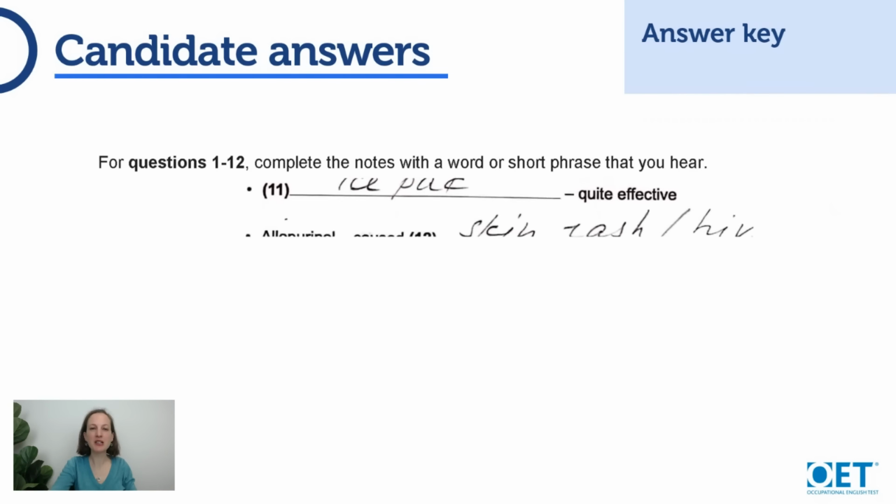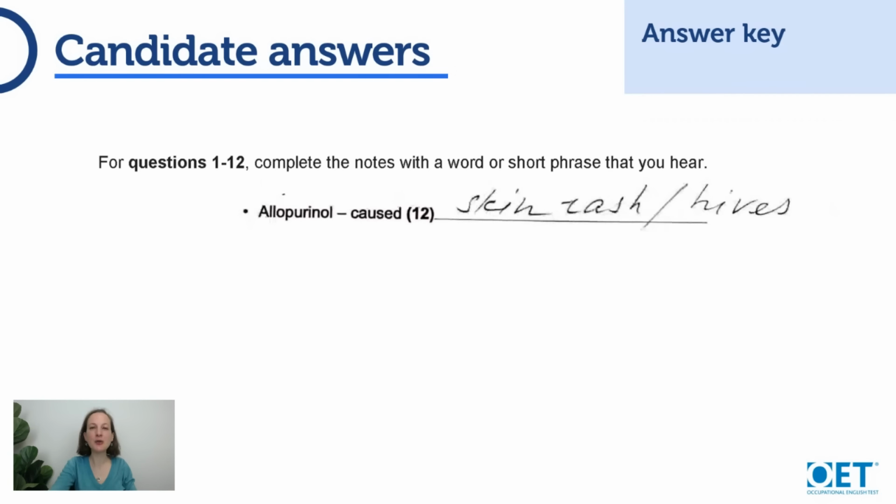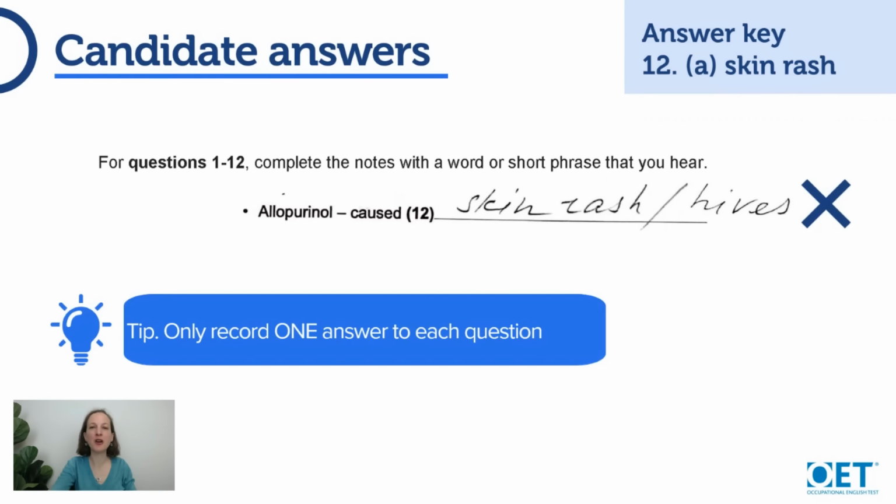The answer for question 12 is not correct. As the candidate included 2 answers, they did not demonstrate understanding of the question or audio and would score 0 for this question, even though they had included the correct answer as part of what they'd written. It's an important part of any test that you follow the instructions because it demonstrates you have understood and can meet the requirements. You must only record one answer to each question.